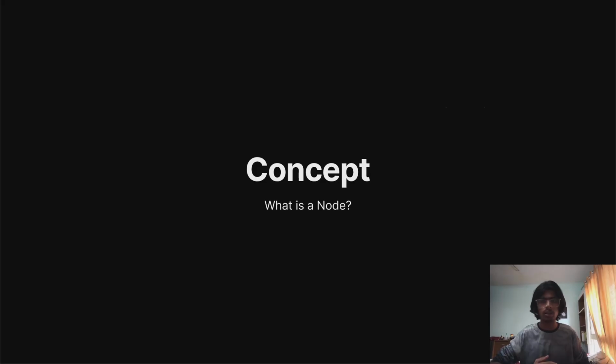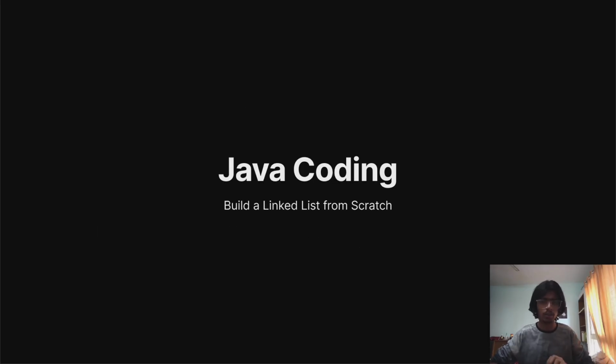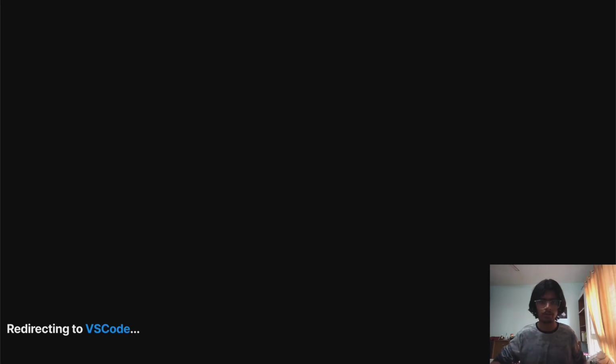Alright, now let's zoom in on the building block of a linked list, which is the node. So exactly what is a node? Well, a node consists of two things, data and a pointer. Data is the value to be stored in a node and pointer is the reference to the next node. Okay, so now that we know what a node is, let's build our own linked list from scratch in our own code editor.